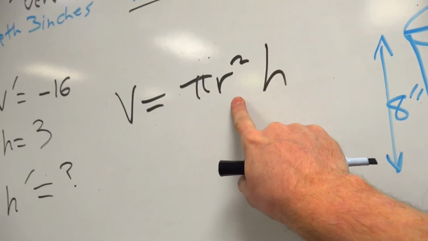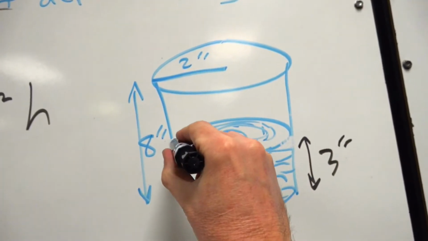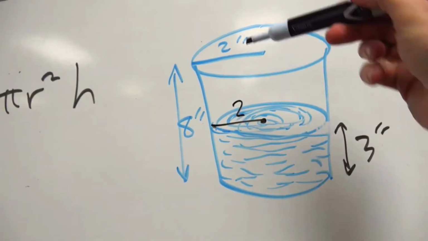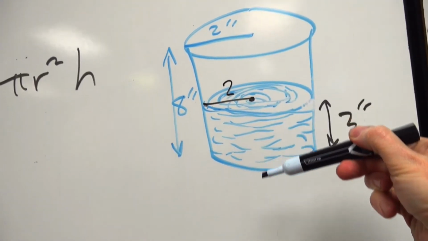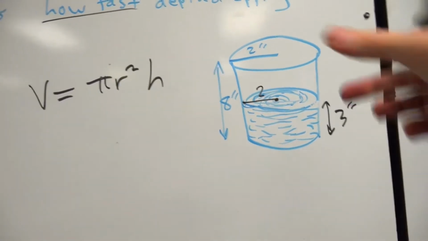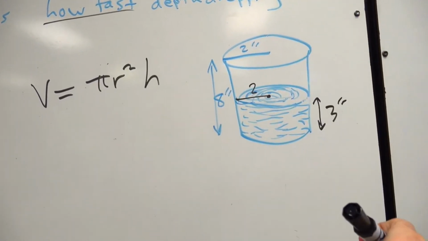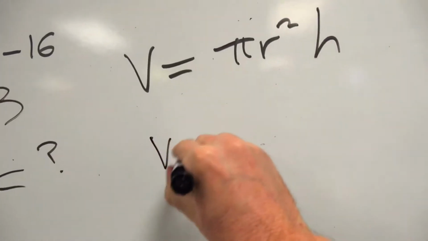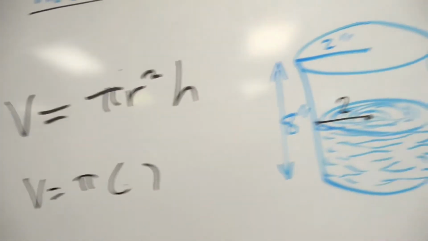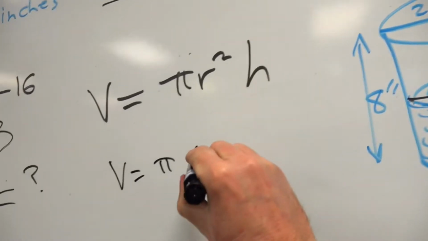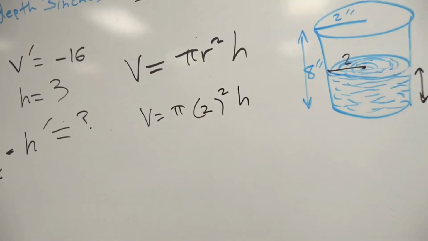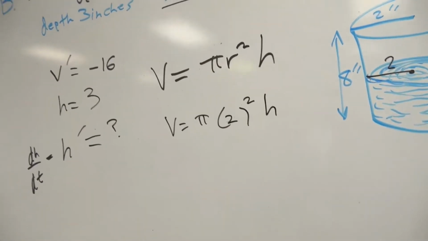What about the radius? The radius of the water is going to stay 2 all the way down. That's the magic of a cylinder. It maintains the same radius, okay? So right now, I'm going to go ahead and plug in radius 2 for the r, because the radius of the water will not change. Now the other backup plan was to do this.